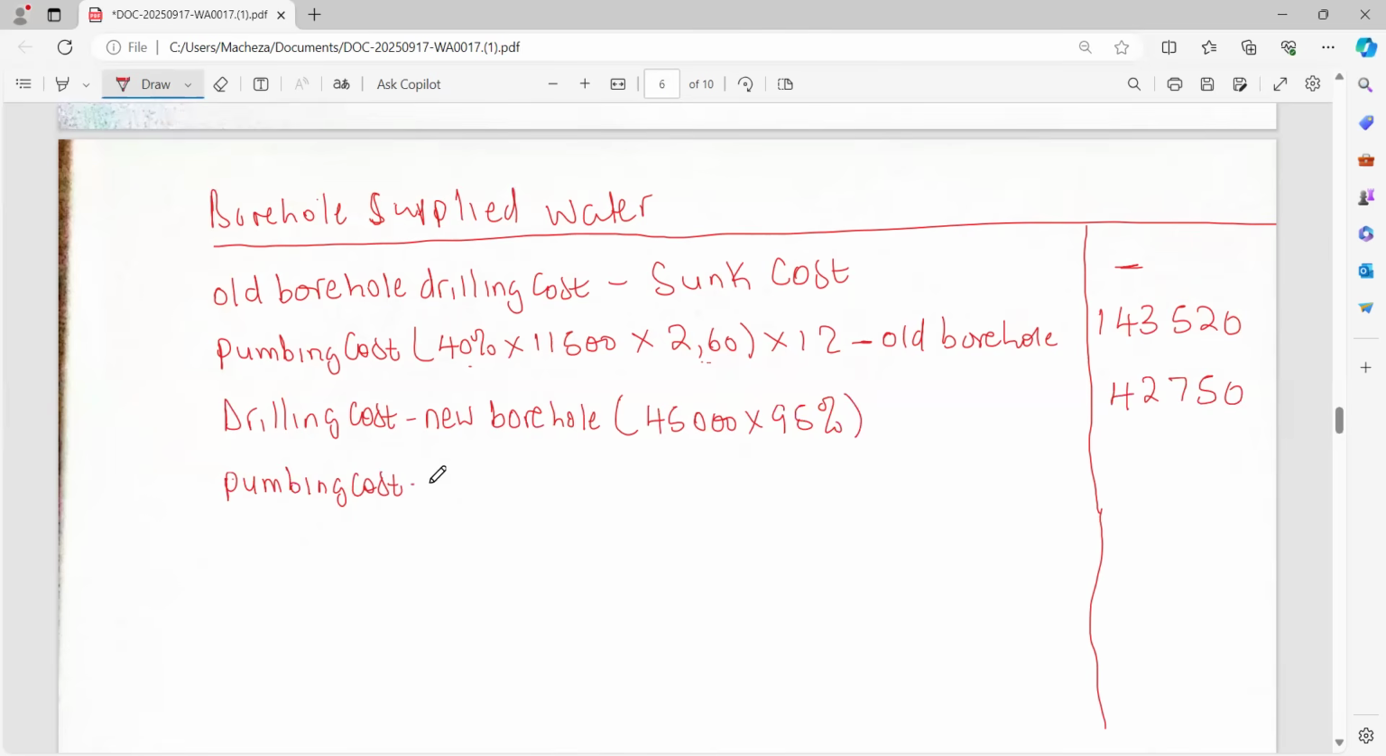So this is the new bore. So this one is going to require, you are going to use 60% of it. So it's going to be 60% of 11,500 kilowatts per month times 1 rand 80 times 12. Then that's the pumping cost for the new bore. How much are we going to have there?